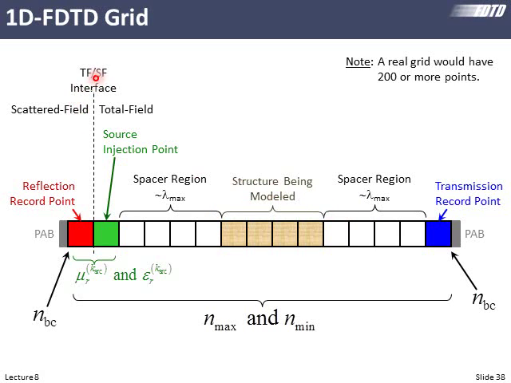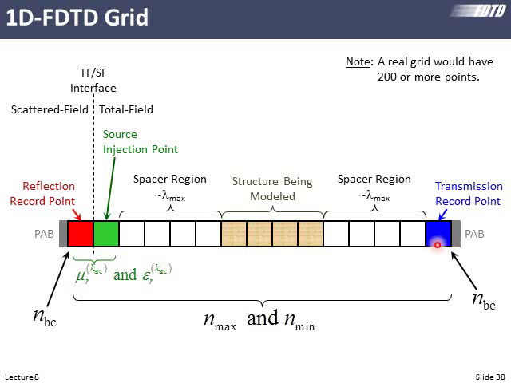At some point way to the far left of the grid, we'll have our total field scattered field interface. To the right contains the source and scattered fields. To the left are only the reflected fields. So we leave at least one cell here. We only need one. And that is where we'll record our reflected fields. Since this is in the scattered field region, we won't be seeing the source here. So any fields here have to be reflected from our device.